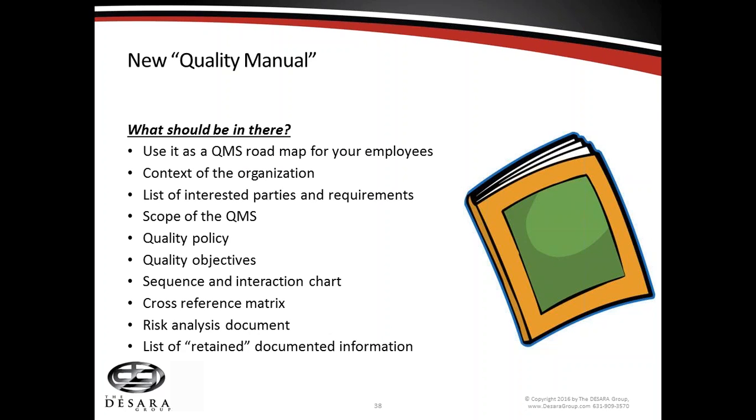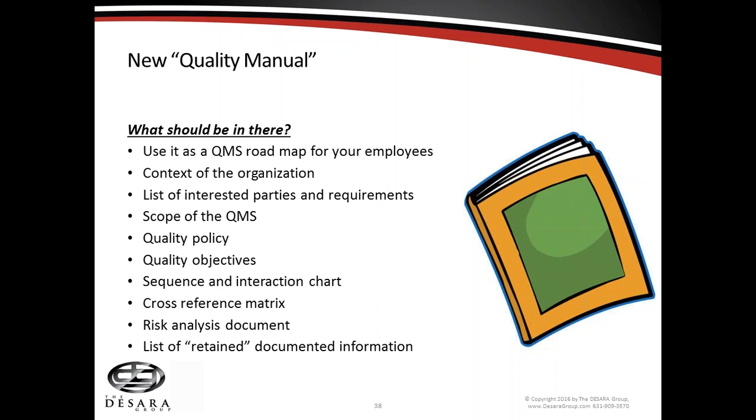And so here's a list of some of the things. Certainly it's not a complete list, but some of the things that I think might be in your quality manual. A paragraph or two of context of the organization. Some of you have mission and vision statements. That gives you a little bit of the context. Maybe a list of these interested parties that we're going to generate and those requirements that we think go along with those interested parties. We've already talked about the scope, the policy, and the objectives being in there, and that sequence and interaction chart that we're going to have as well.